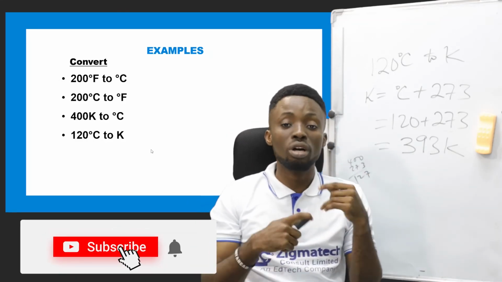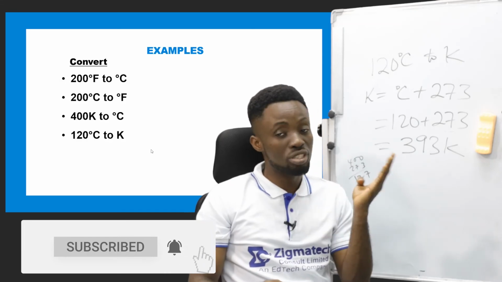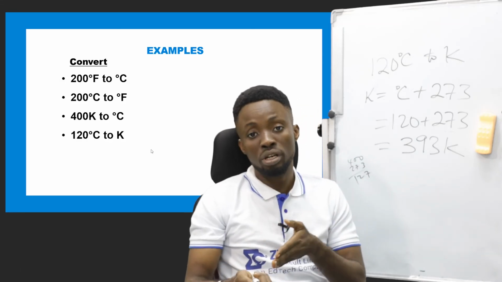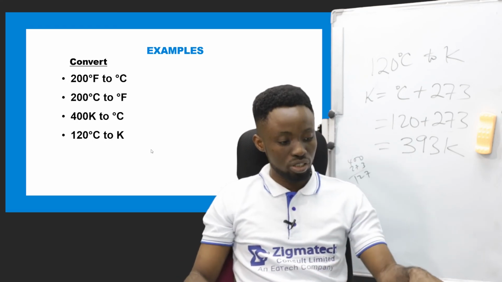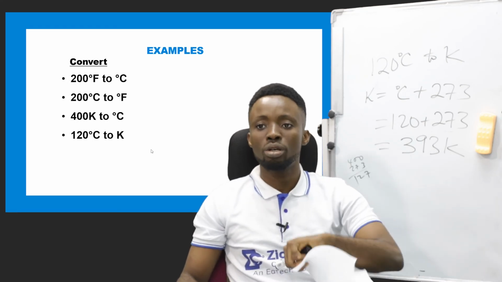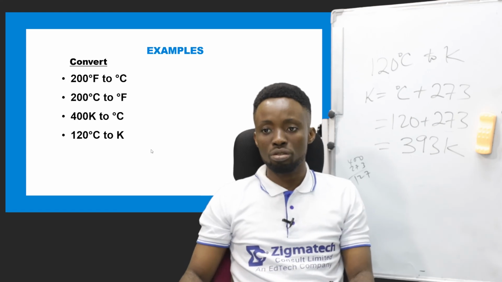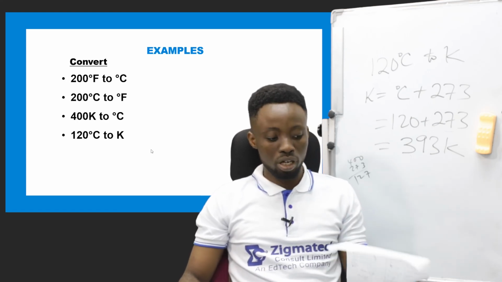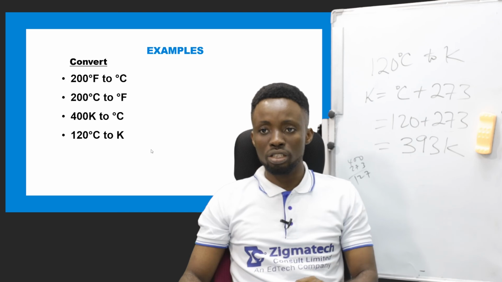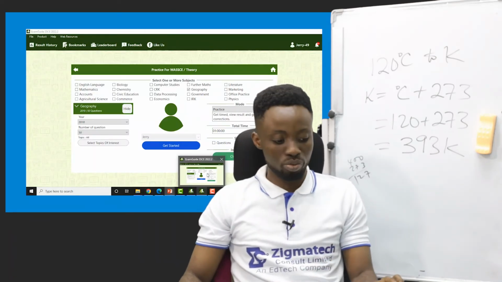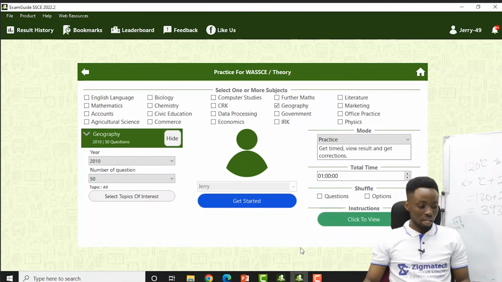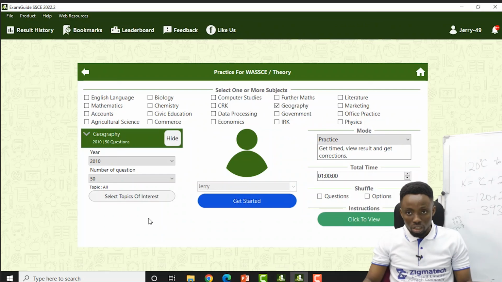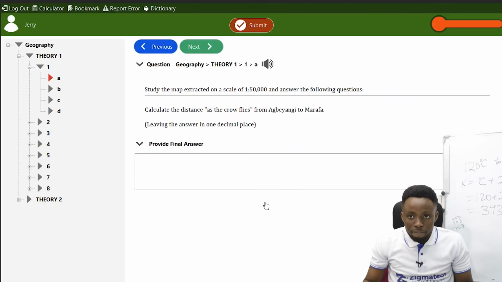So this is how we can convert from one temperature scale to another temperature scale. So let's quickly go straight into the ExamGuide app and look at some questions. So we start with, let's go to the SSCE to be precise. Okay, so this is the ExamGuide app, and we are going to look at 2010. Let's go to 2010.